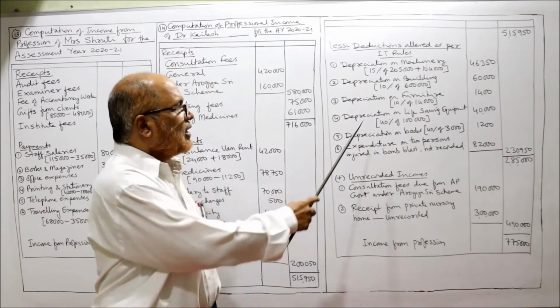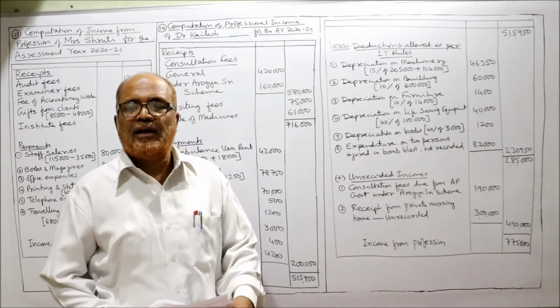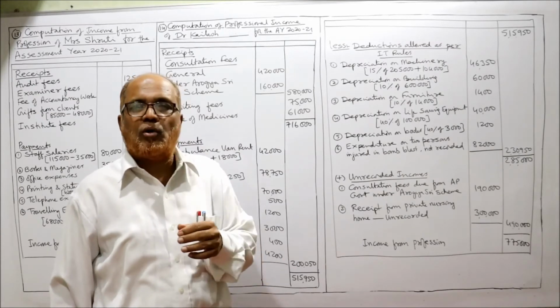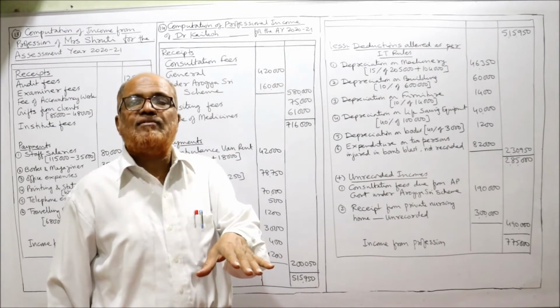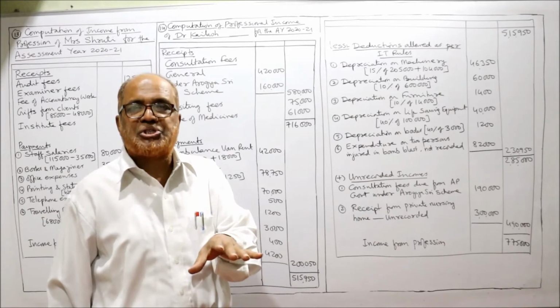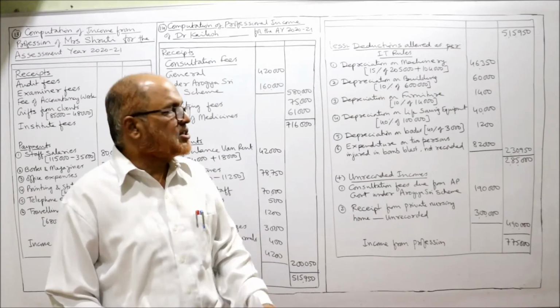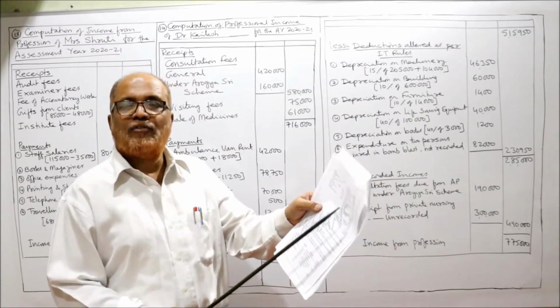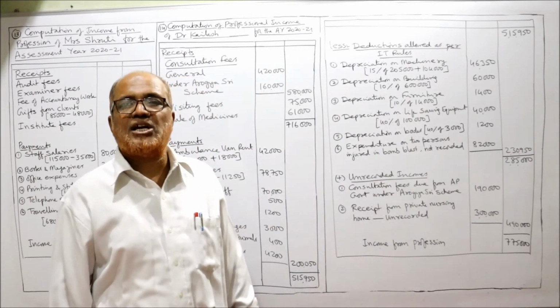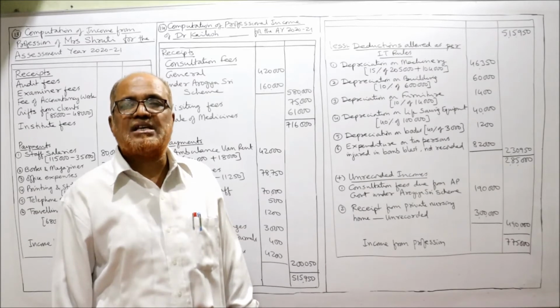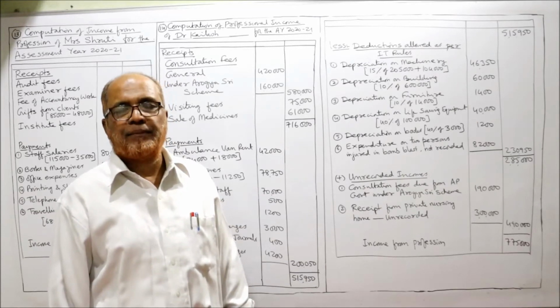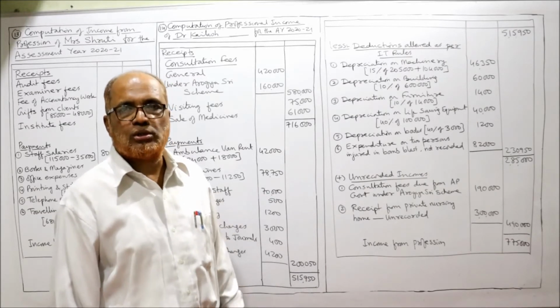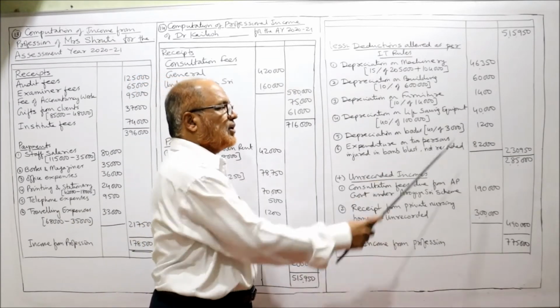Now, depreciation on life-saving equipment. Beginning of the year, there was no life-saving equipment. During the year, life-saving equipment was purchased. At what price was it purchased? 1 lakh. It is given on the payment side. So 40% is the rate of depreciation on life-saving equipment according to the provisions of IT rules. So 40% of 1 lakh, 40,000.